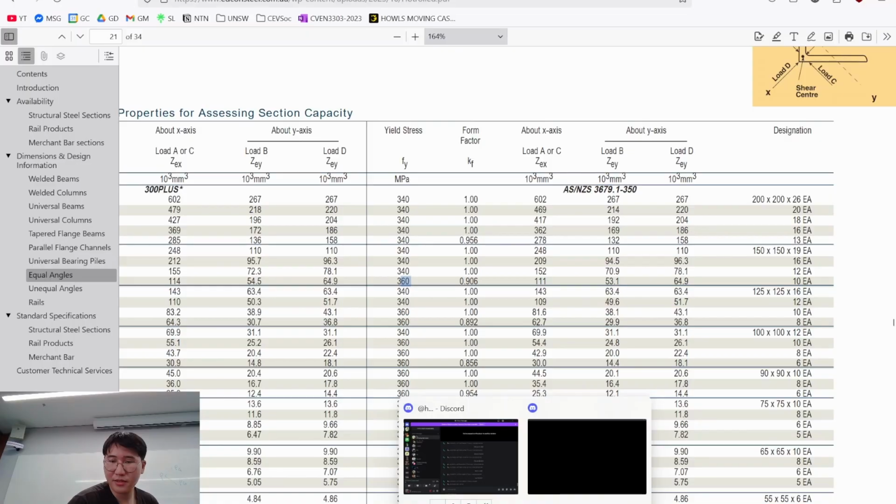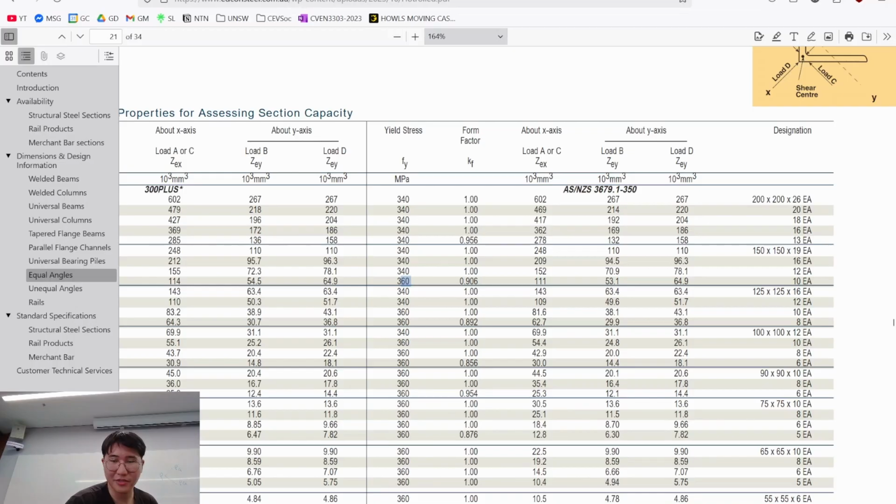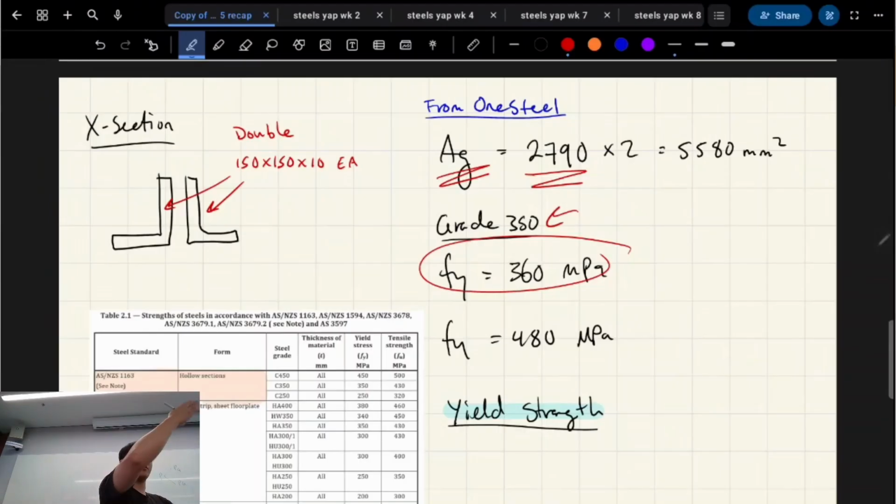Well, I'll just go back to this and I'll show you. So that's for yield stress, but for tension design, we also need the ultimate stress, right? Oh boy, my computer's not liking this. Sorry, give me a sec. But he's row. Sorry, I shouldn't say row, column.